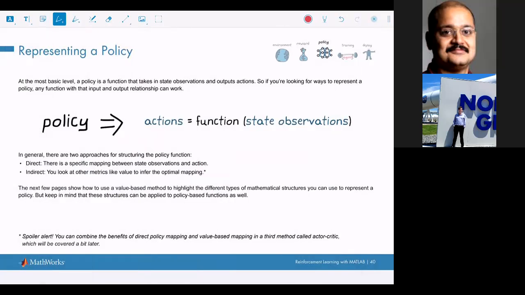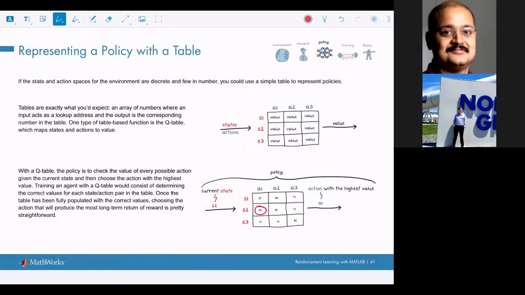And how do you represent a policy? Policy is nothing but a function, a mathematical algorithm or an equation. There are basically two types of structures in the policy. You can have a direct policy or you can have an indirect policy. And again, we can think about representing a policy, and that is where something called the Q table comes into the picture.